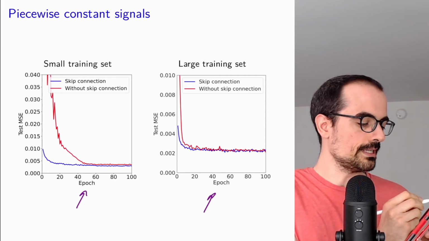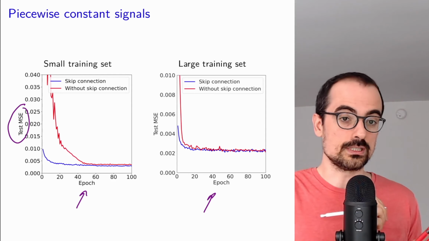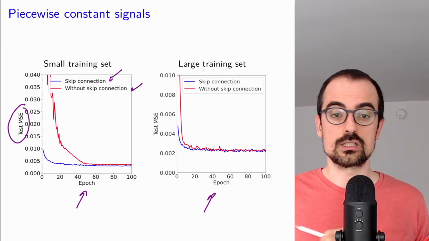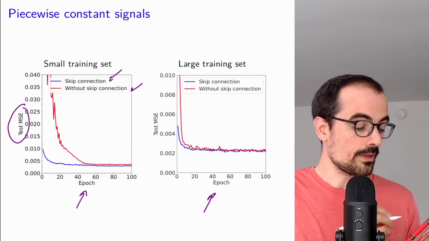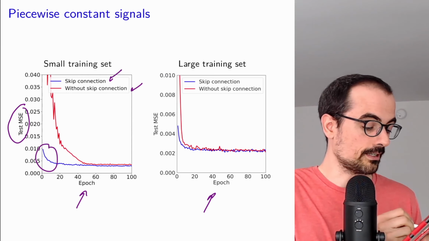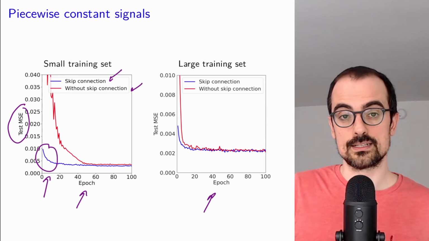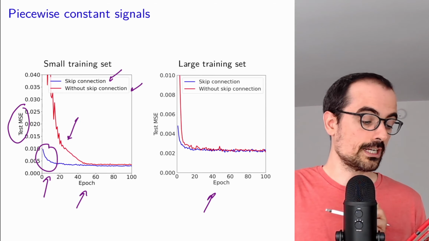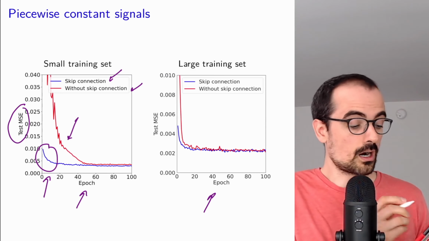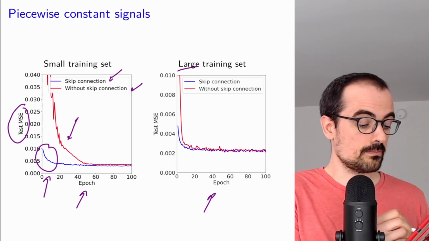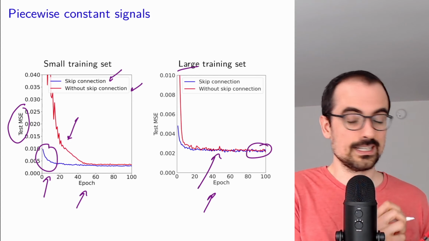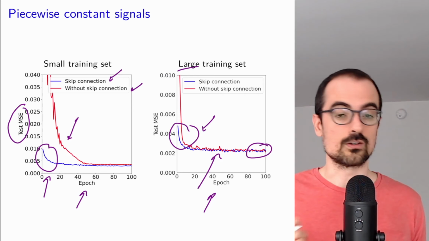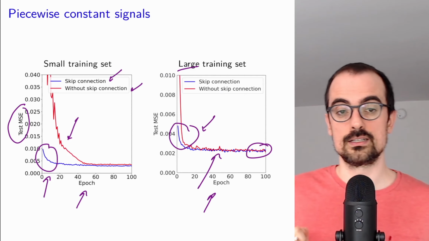Here what I'm showing you is the test MSE on held out data of a network that has a skip connection and does not have a skip connection. With a skip connection, what we see is that we achieve a better MSE much quicker as the network learns from examples than without the skip connection. When we go to a large data set, the difference is much smaller, and in the end it doesn't really matter, but you do save some time. The convergence is quicker when you have this skip connection.